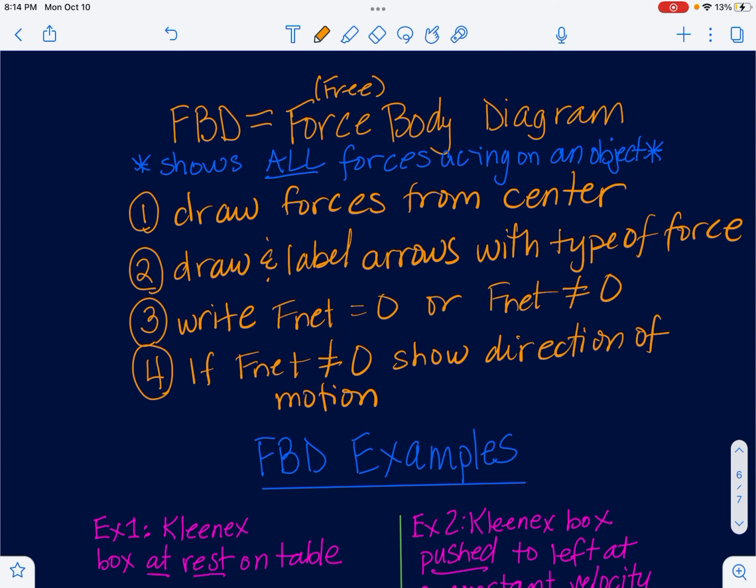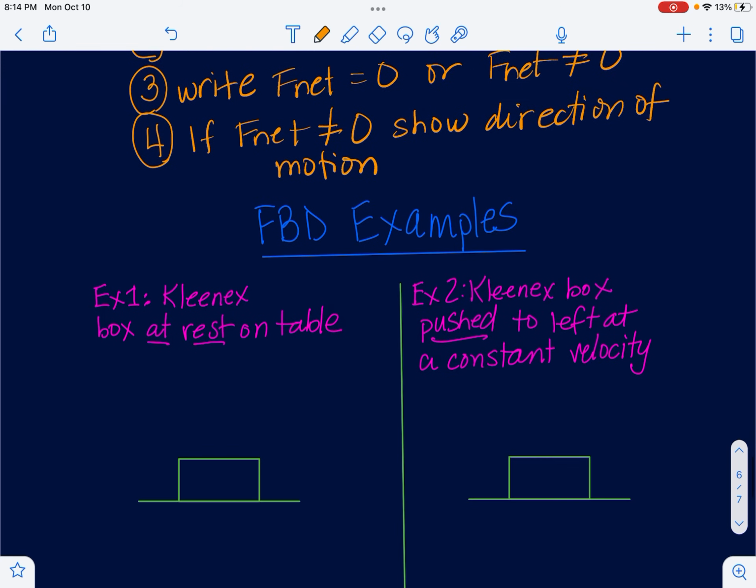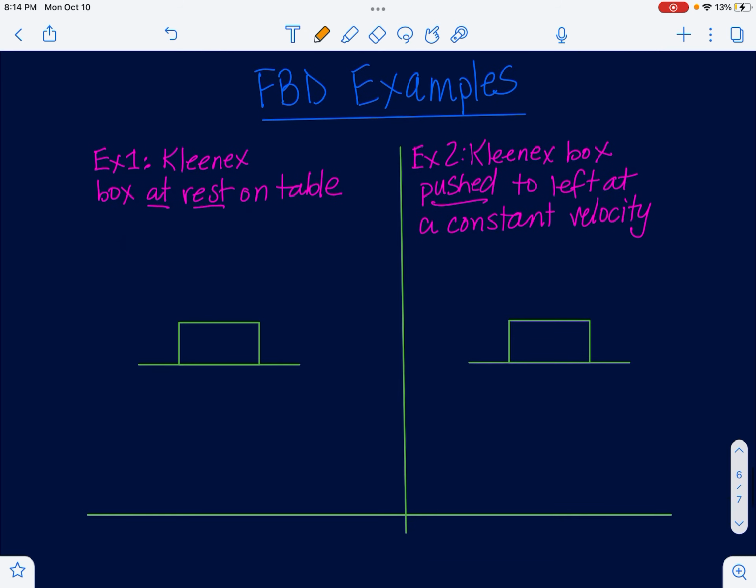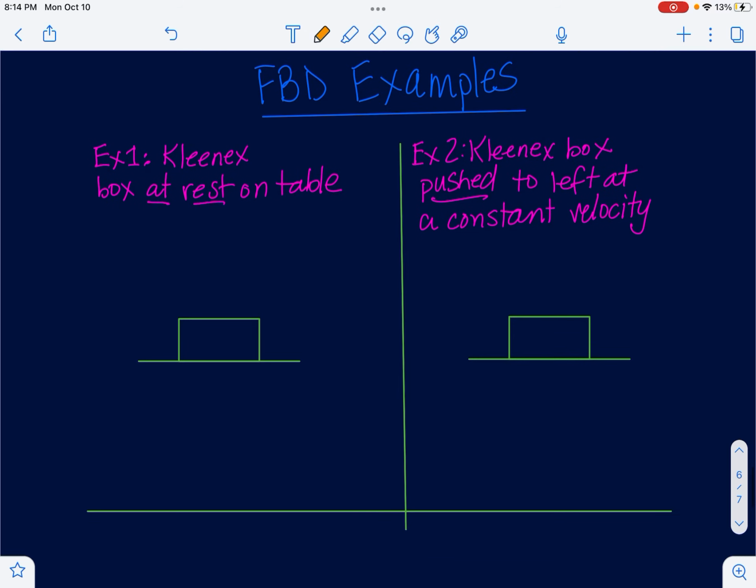So let's do 4 examples here, and then you'll have lots more practice with this as we go, okay? So first one, let's say that we have a box of Kleenex just sitting on the desk here. It is at rest on the table. If it is at rest on the table, this is the center of my object, and we have 2 forces that are acting on it, okay?